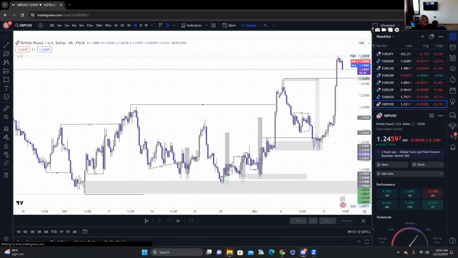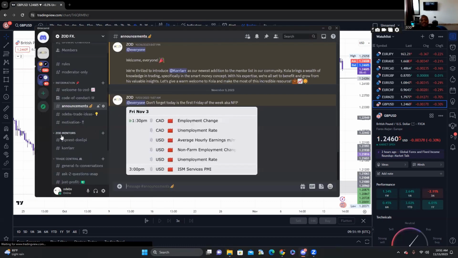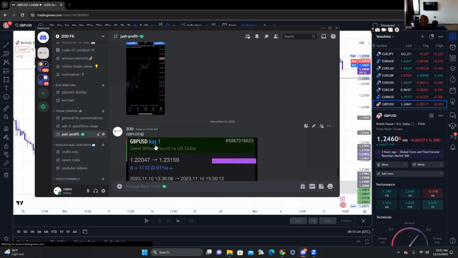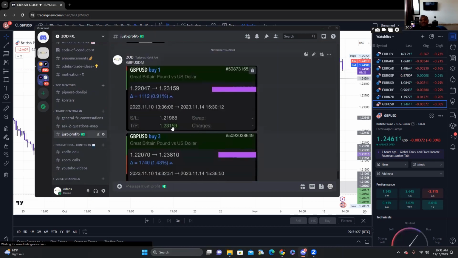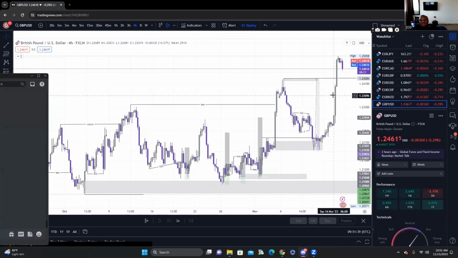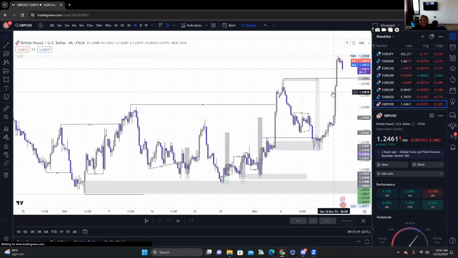And let me pull out my Discord channel. On the just profits. Okay, so you can see these are 2 profits here, and first is at 231, that was TP1, and this was the second one at 238. So I have 238 somewhere around here, 238 right here, that's to this level because of this order block right here, and then 231 should be somewhere around this high.